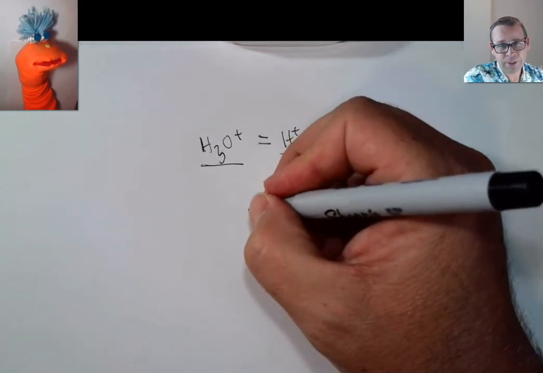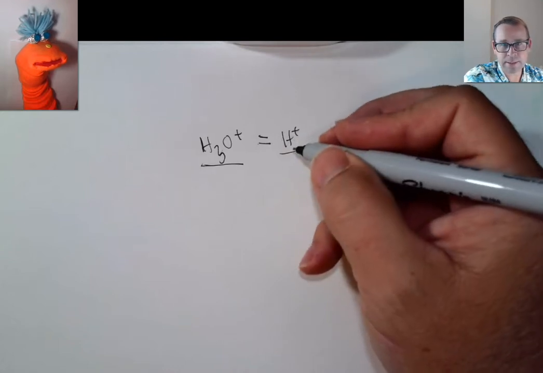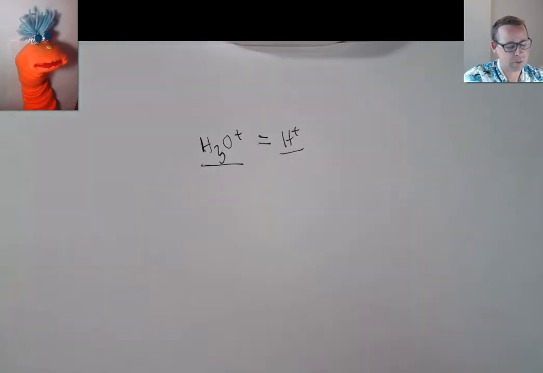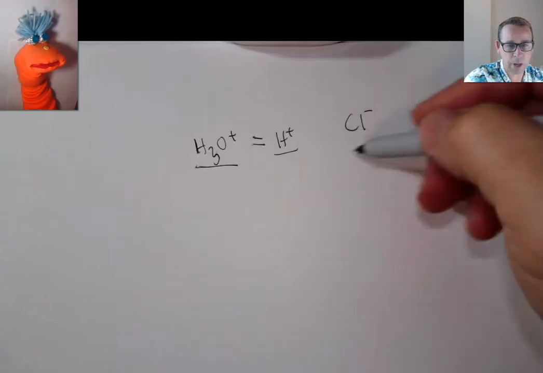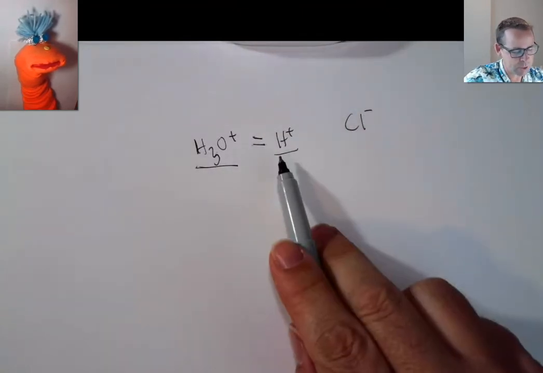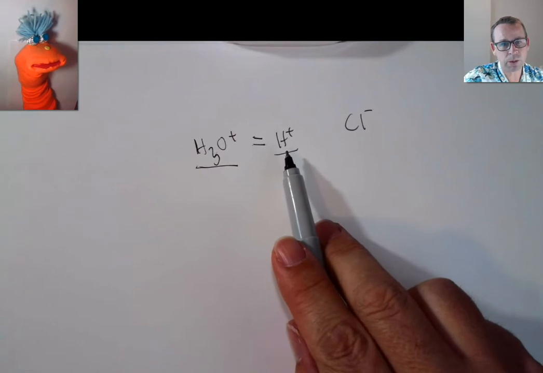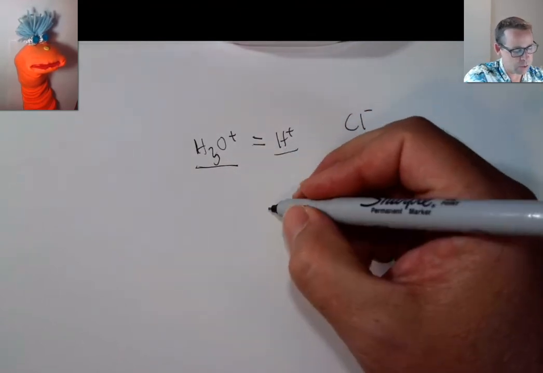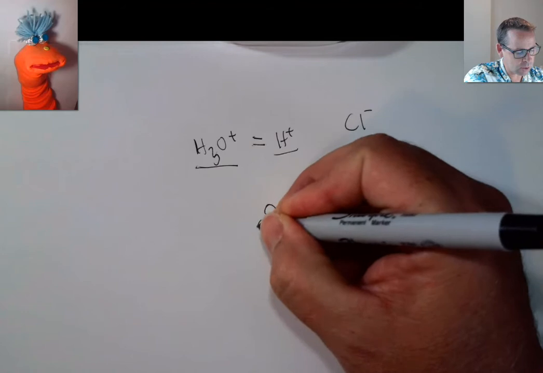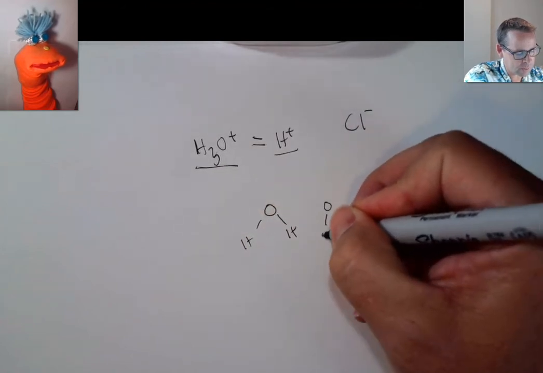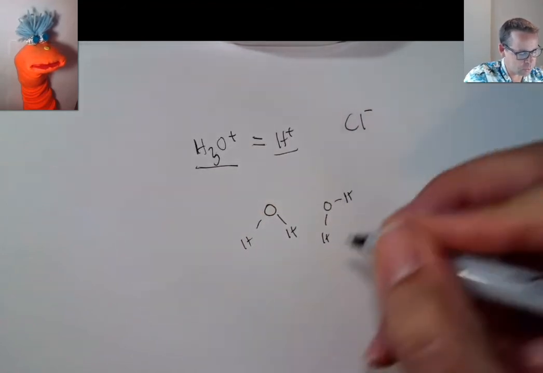I understand, clearly H plus ion does not exist in solution by itself, just like the Cl minus ion doesn't exist in solution by itself. It's surrounded by water molecules. H plus ion is also surrounded by water molecules. It's a little bit different, though, in a network of the atoms that are in water molecules, right?